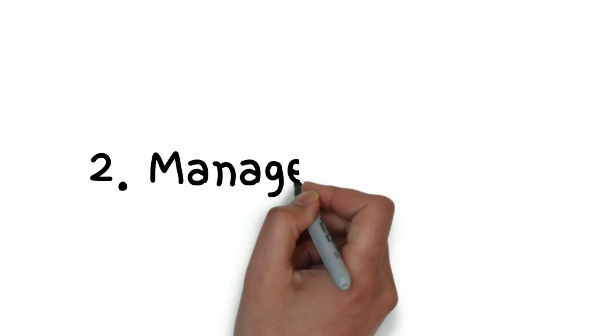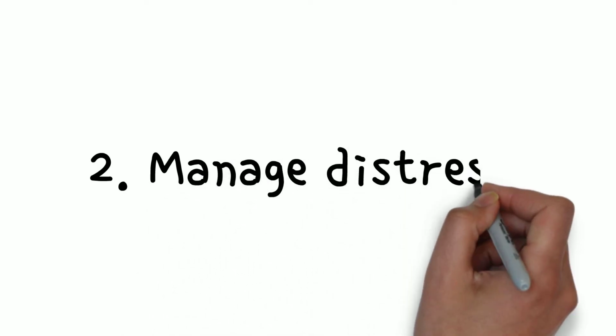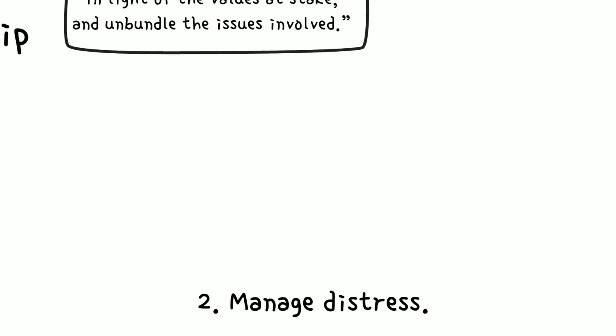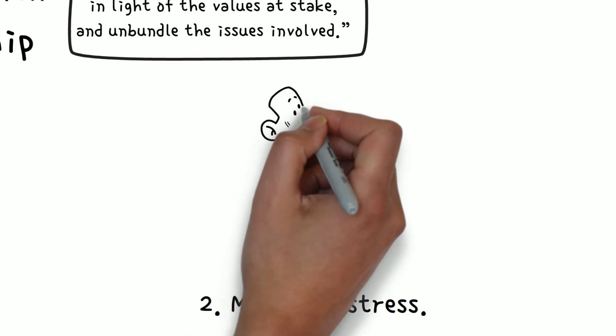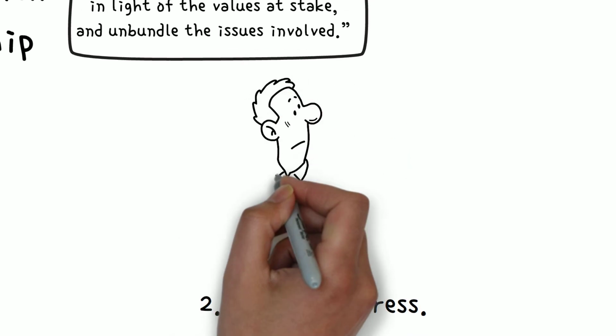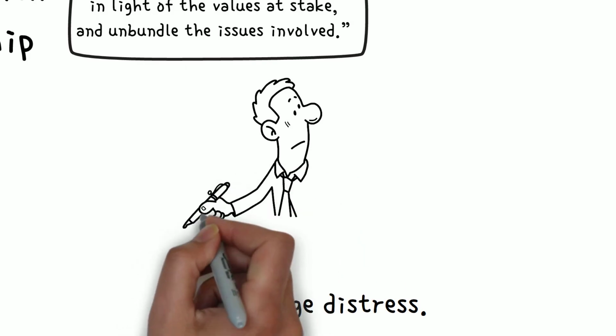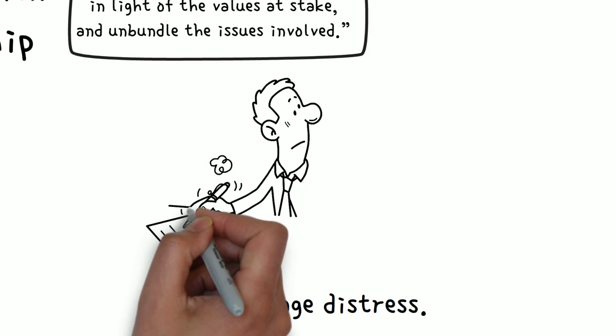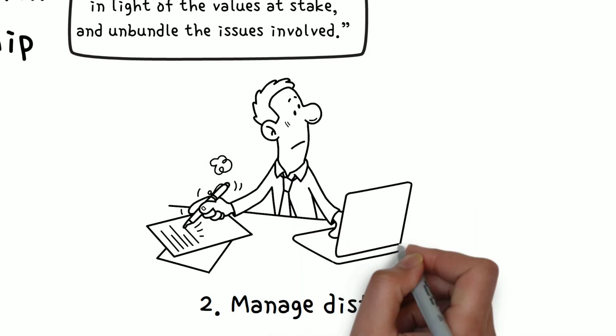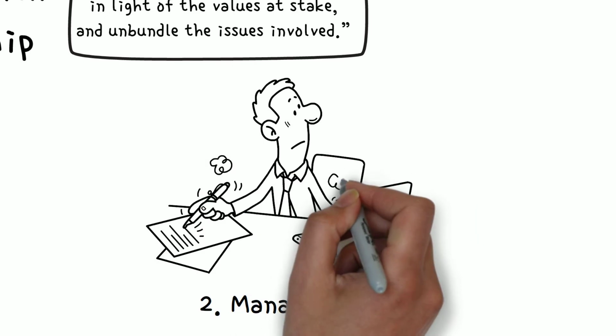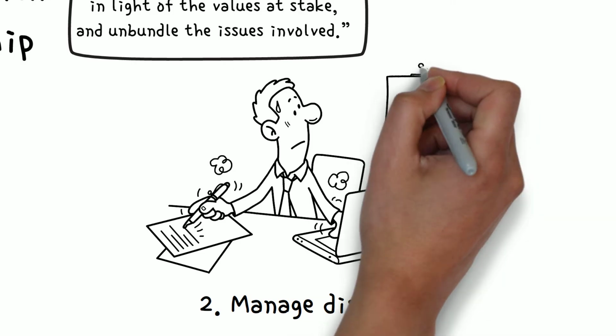2. Manage distress. The need for change can lead to resistance and distress. People don't resist change per se. In fact, people frequently embrace change when they see it as positive. But change can challenge values, assumptions, and beliefs, and therein lies the potential for conflict. This can bring dissent and resistance within a team.